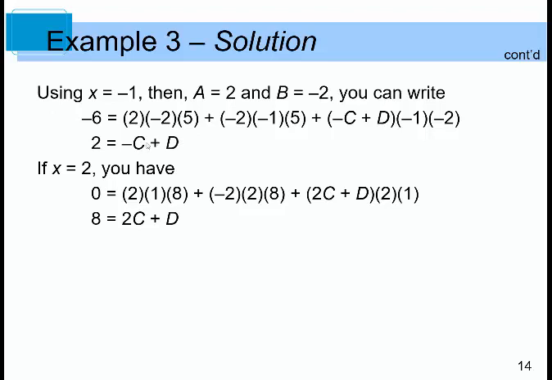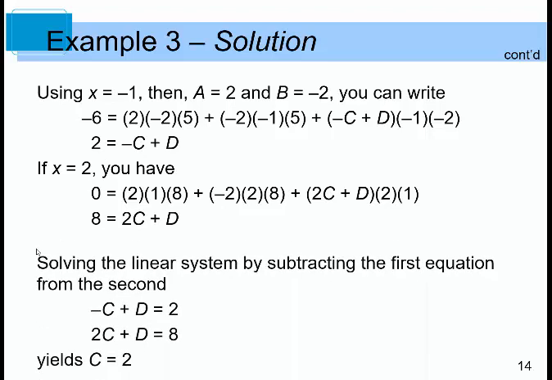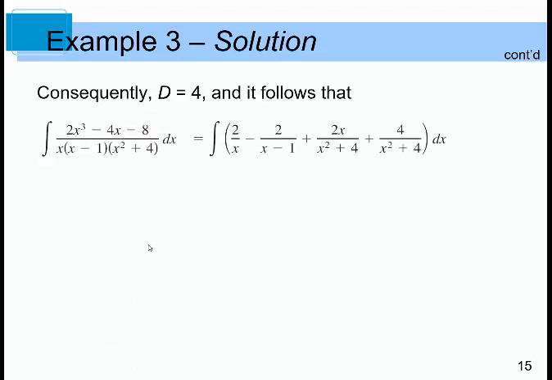All right, so now look what I have. I have one equation up here, another equation up here, so I have two equations and two unknowns. How you solve that is just very simply with systems of linear equations. Solving the linear systems by subtracting the first equation from the second, it very easily yields C is equal to 2. And then you can do the same thing and get D is equal to 4. Once that happens, this can immediately factor into 2 over x, that's the A, minus the B. This is my C plus my D right here. Boom, boom. Easy to integrate very, very quickly. Just like that.